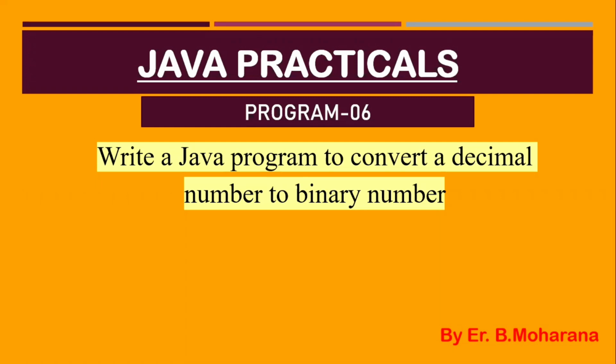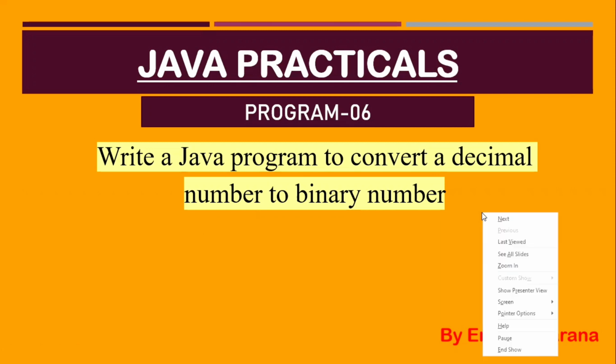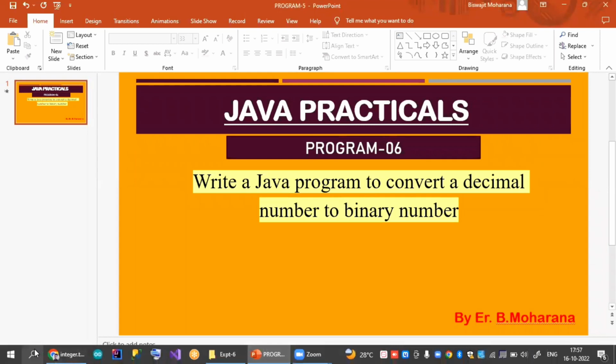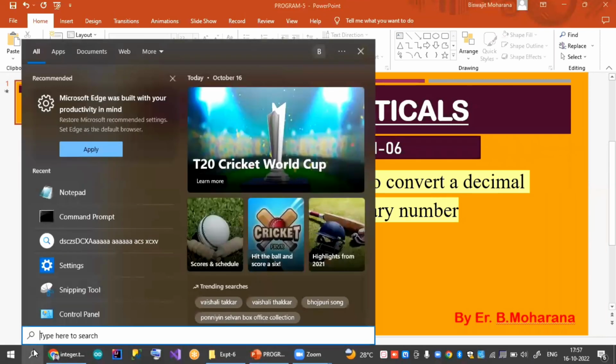In this video, I am going to explain the sixth program of Java Practical. So let's see what the program is. Write a Java program to convert a decimal number to binary number. So let's move to Notepad. We'll write the program in Notepad and after that we will execute it in command prompt.